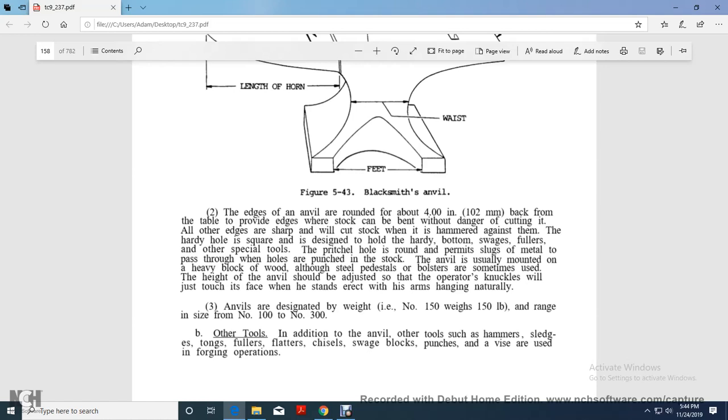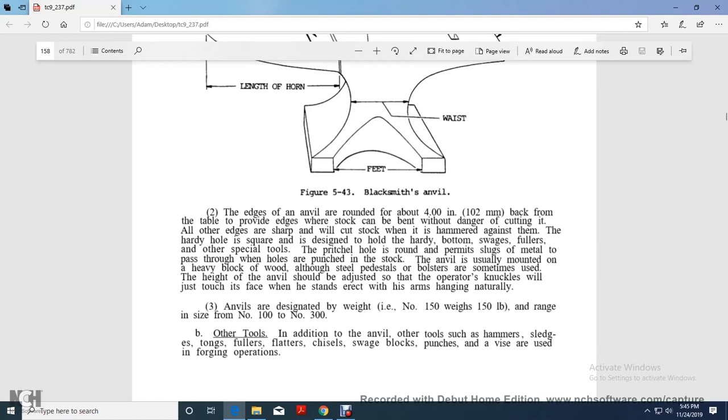The hardy hole is square and designed to hold the hardy, bottom tools, wedges, fullers, and other special tools. Pritchel holes are round and permit small slugs of metal to pass through when holes are punched into the stock. The anvil is usually mounted on a heavy block of wood, although steel and cast bolsters are sometimes used. The heavy anvil should be adjusted so that the operator's knuckles just touch the face while standing erect with the arms hanging naturally.